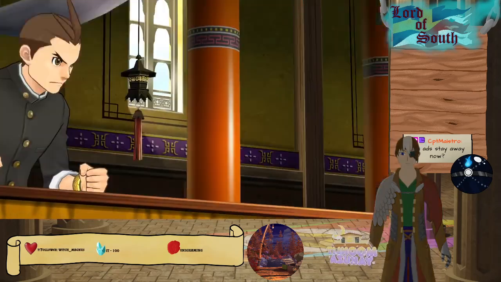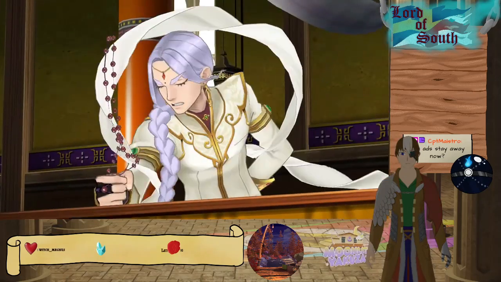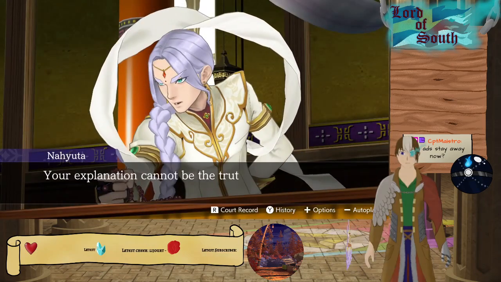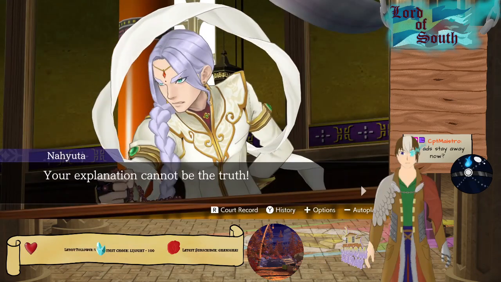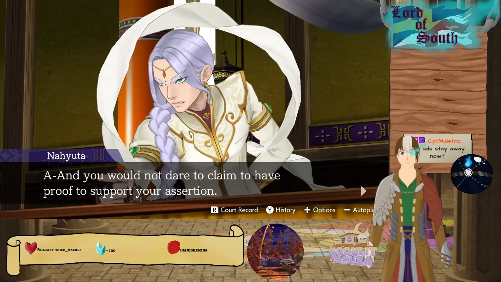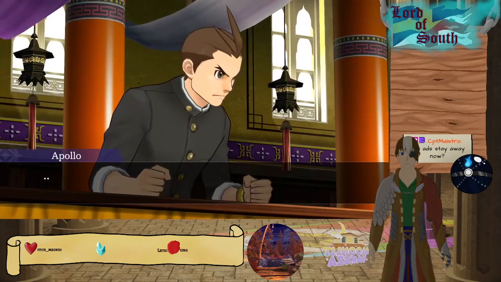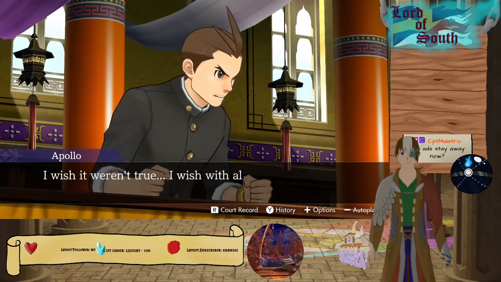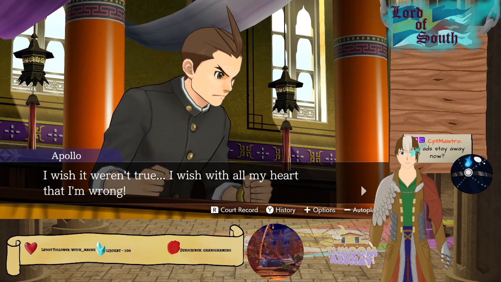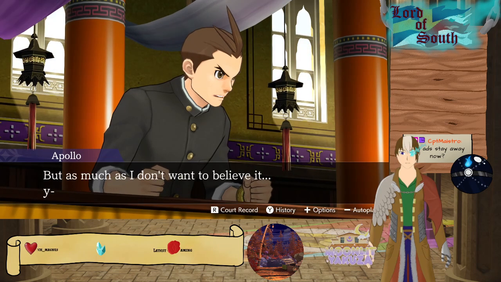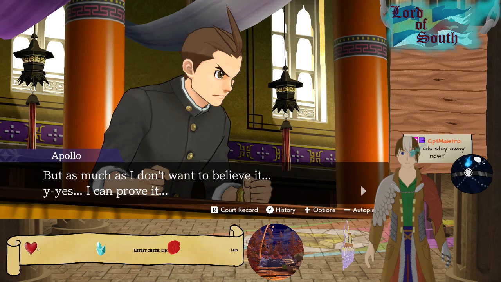Objection. What objection do you have? That's enough. Your explanation cannot be the truth. And you would not dare to claim to have proof to support your assertion. Neither. I wish it weren't true. I wish it all, with all my heart, that it was wrong. But as much as I don't want to believe it, yes, I can't prove it.